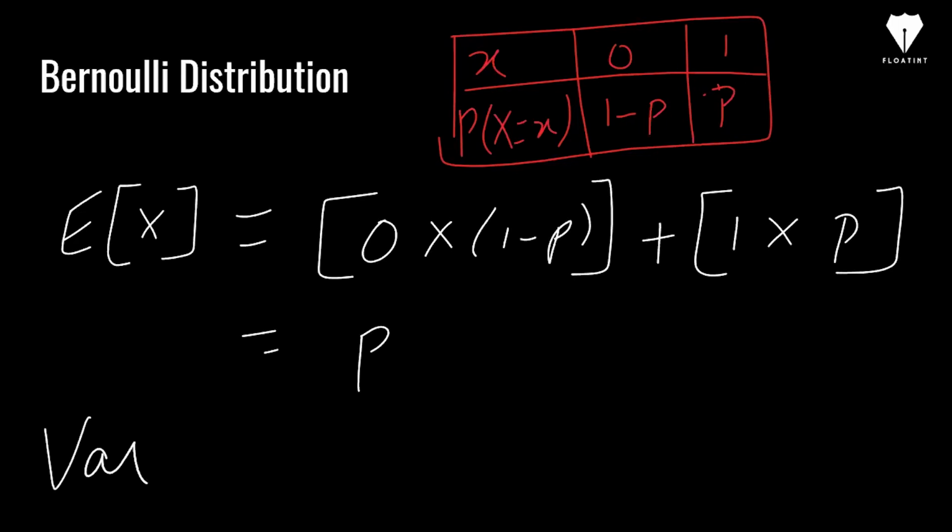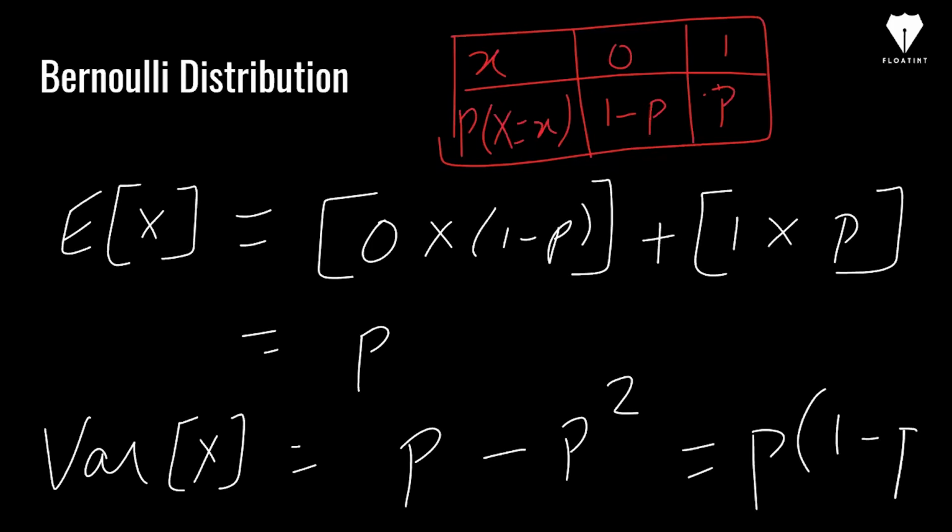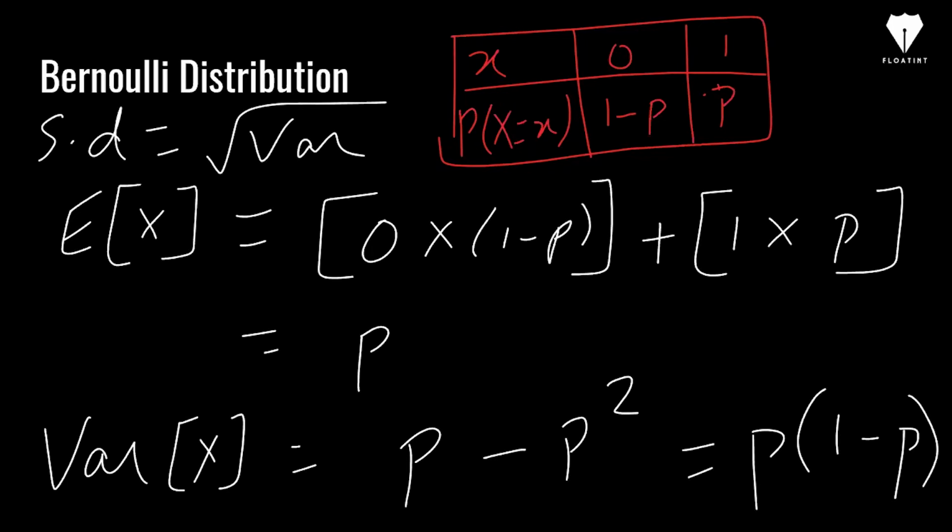Similarly, if you calculate the variance of x, it will be 0 squared into 1 minus p and 1 squared into p. So the expected value of x squared will also be p, minus the mean value squared. So this will be the variance of the Bernoulli distribution, that is p into 1 minus p. The standard deviation will be the square root of the variance, that is the square root of p into 1 minus p.